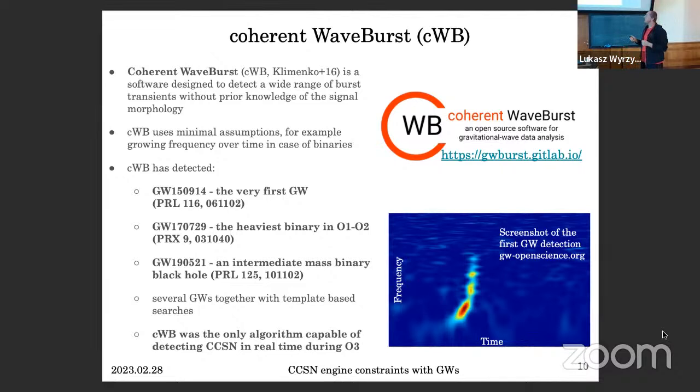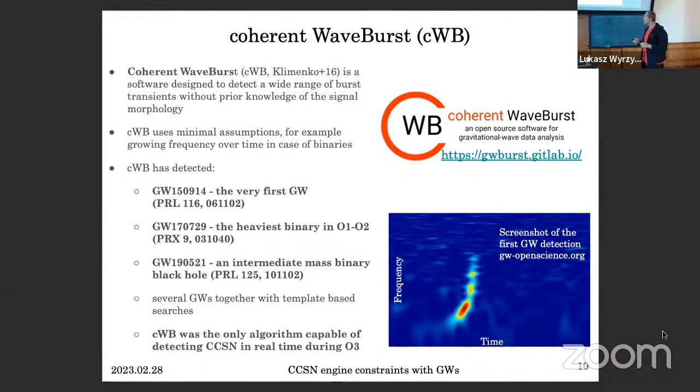This type of algorithm uses very minimal assumptions for certain sources. So, for example, for the binaries, however we model our binary system, we know when two masses inspiral, then the frequency grows over time, and depending on how fast it's growing over time, it tells us what the mass is.